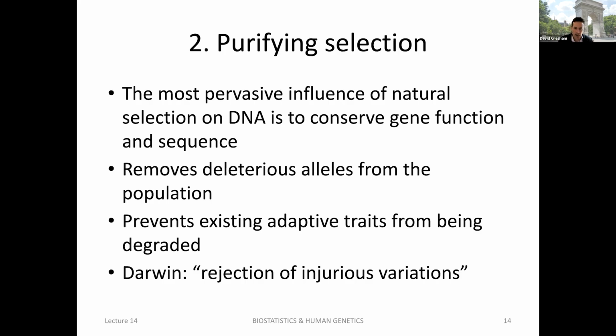Darwin referred to this as the rejection of injurious variations. He didn't know anything about the molecular basis, but he theorized, as an important part of his theory, that selection was acting to remove these individuals from the population.